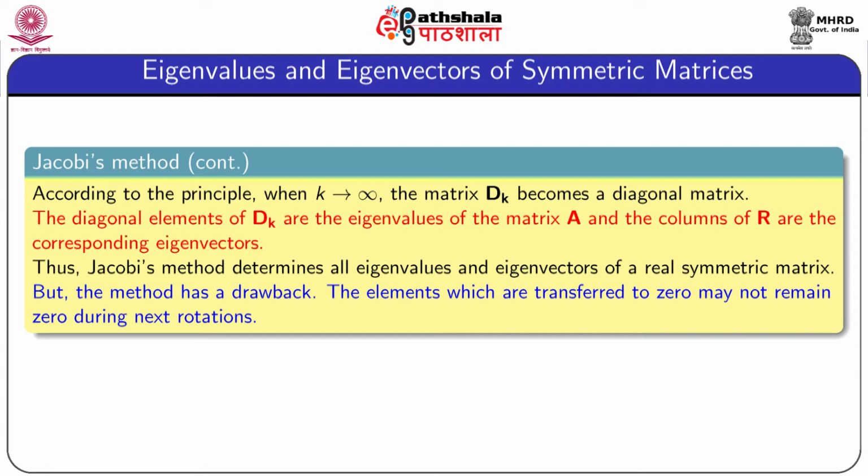But the method has a drawback. The elements which are transformed to 0 at any particular iteration may not remain 0 during the next iteration. This is one of the major drawbacks of this method.